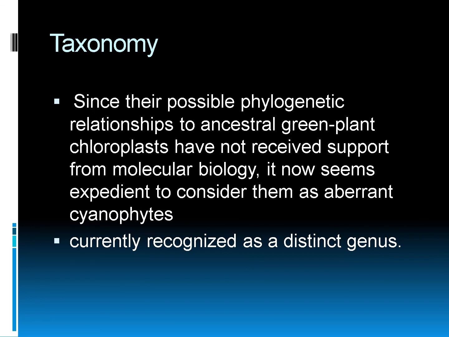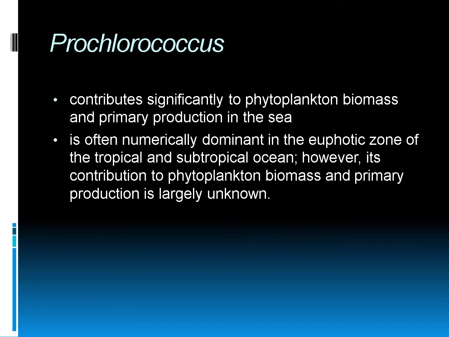Taxonomy of Prochlorophyta. Since their possible phylogenetic relationships to ancestral green plant chloroplasts have not received support from molecular biology, it now seems expedient to consider them as aberrant cyanophytes. They are currently recognized as a distinct genus. An example of Prochlorophyta is Prochlorococcus. This contributes significantly to phytoplankton biomass and primary production in the sea. It is often numerically dominant in the euphotic zone of the tropical and subtropical ocean. However, its contribution to phytoplankton biomass and primary production is largely unknown.